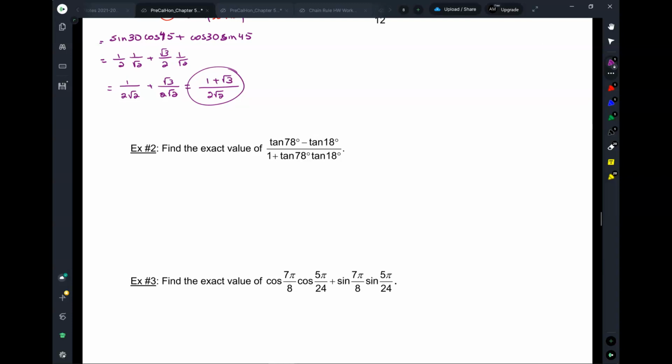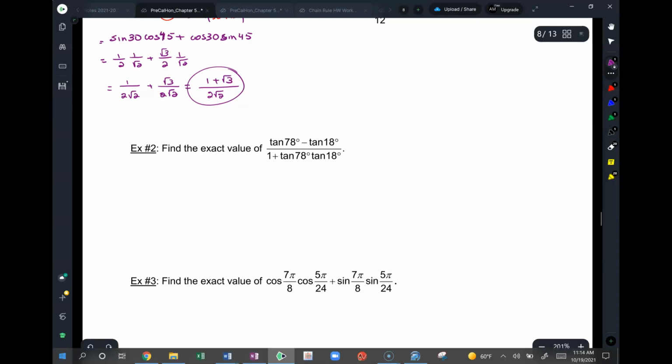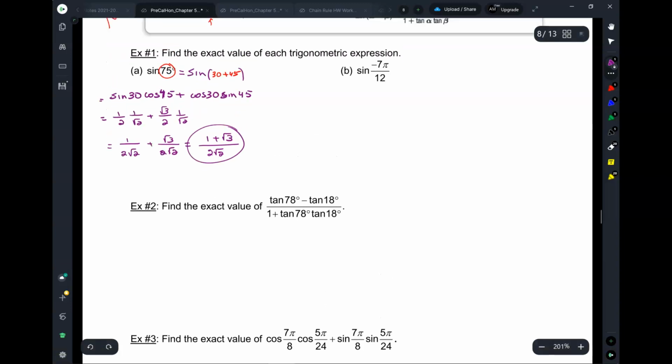Now, if you're the type of person who likes to rationalize their denominators and use a root 2 over 2, you still get the correct answer. So don't worry about it, but it will look different. It'll be like root 2 plus root 6 over 4. But it's fine. I know them to be the same.